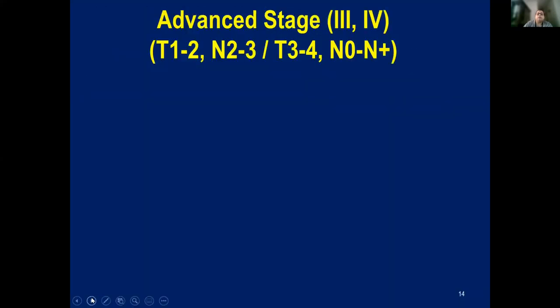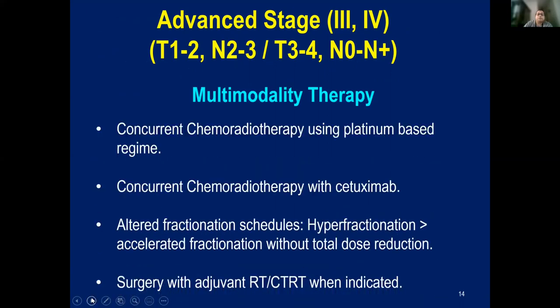Now, if you come to the advanced stage, that is, you have advanced T or advanced nodal disease, of course, you have to institute combined modality management. And usually, again, in the pre-TORS, pre-HPV era, it was concurrent chemoradiotherapy, or concurrent chemoradiotherapy with cetuximab in the cisplatinum ineligible, or altered fractionation, or in some suitably selected patients, it would be surgery with adjuvant CTRT.